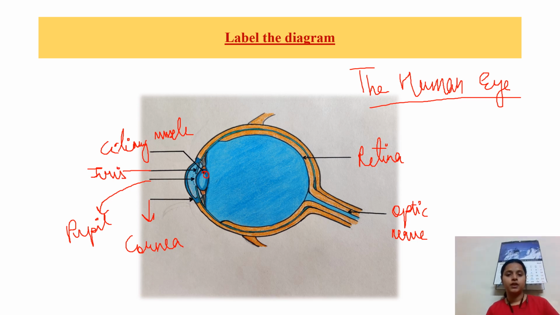So yes, we have finished the labeling part. So we have labeled all parts of the human eye. Good. Okay students, I hope it is clear to all. So now shall we move further? Okay. Now let's see what is next.